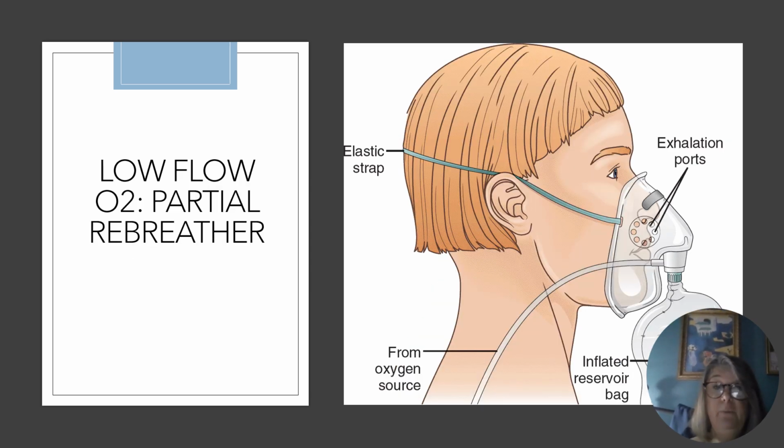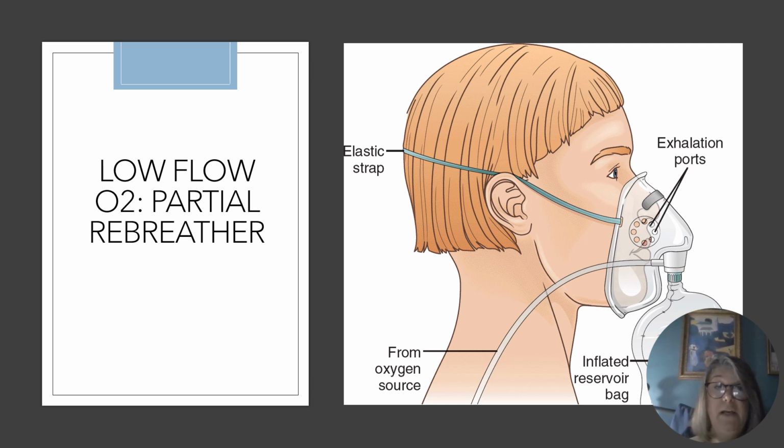This is a partial rebreather. So partial rebreather is a simple mask. It has a reservoir bag. So you can see that in the picture. There's a reservoir bag. This is figure 7.3. So the patient breathes in the oxygen from the reservoir bag. Then on exhalation, the bag refills with O2, and the exhaled gases exit through small holes on both sides of the mask. So the person's not rebreathing CO2. All right, the CO2 is exiting. We're breathing O2 in from the mask.